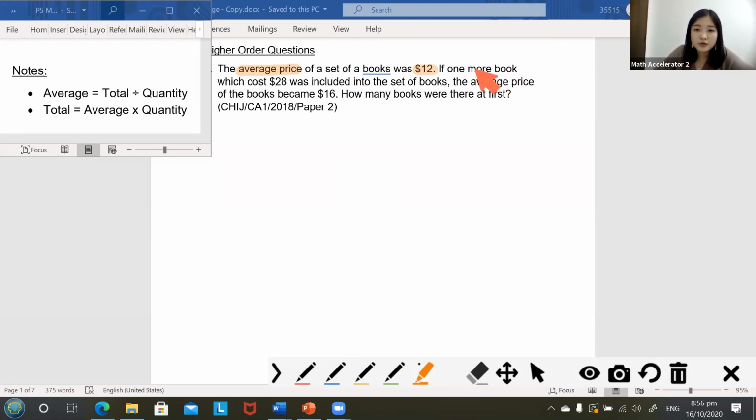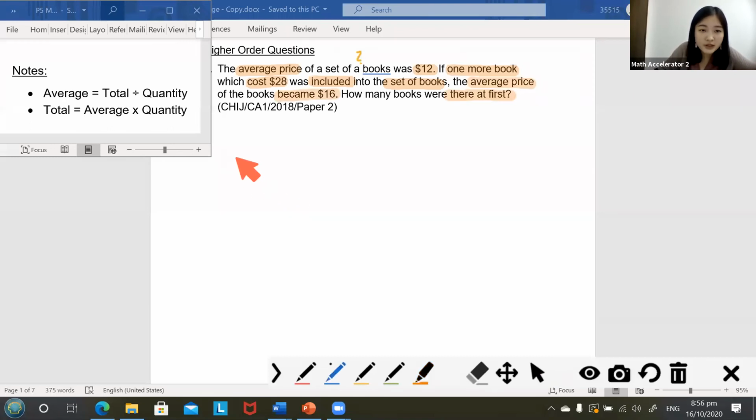If one more book, which cost $28, was included into the set of books, right? So the set of books is the unknown. We don't know how many there are. If you add that one more book that costs $28, the average price of the books becomes $16. How many books were there at first? Okay, this question, if you're very new to it, it's not very easy. So you listen up.